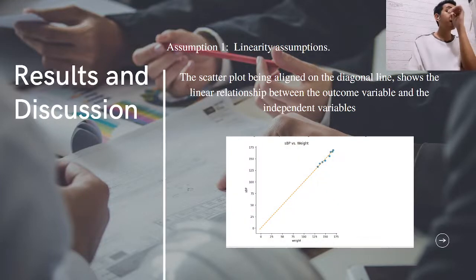We have the first assumption result, the linearity assumption. As we can see in the graph, the scatter plot is aligned on the diagonal line. It shows a linear relationship between the outcome variable and the independent variables.